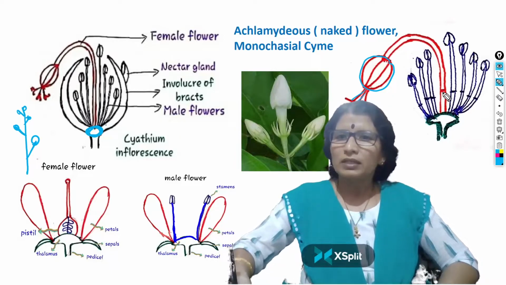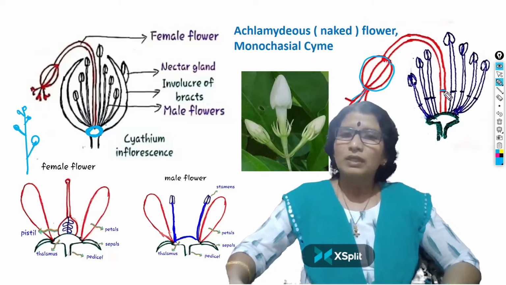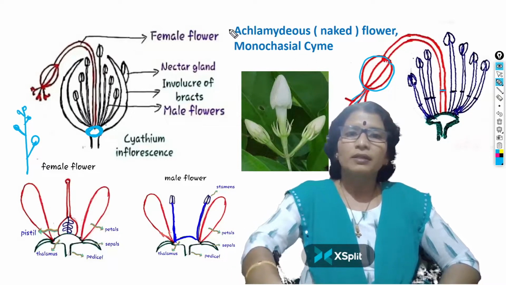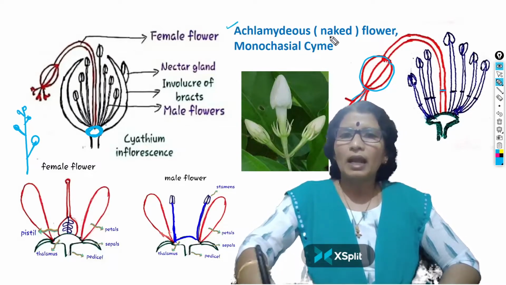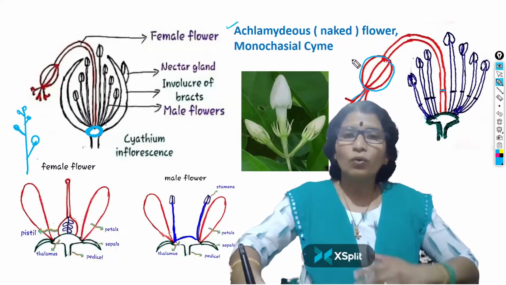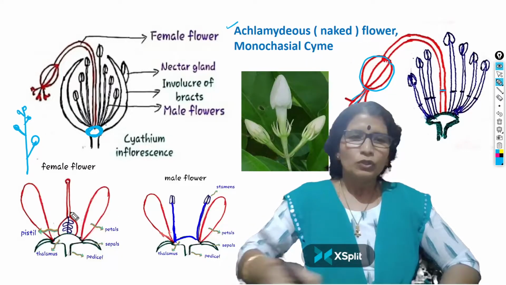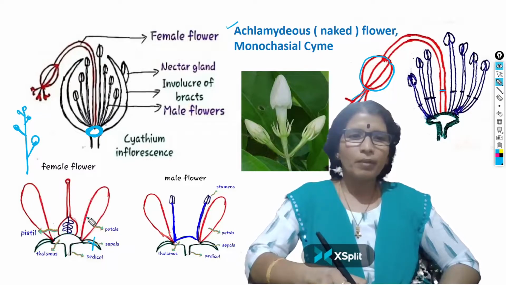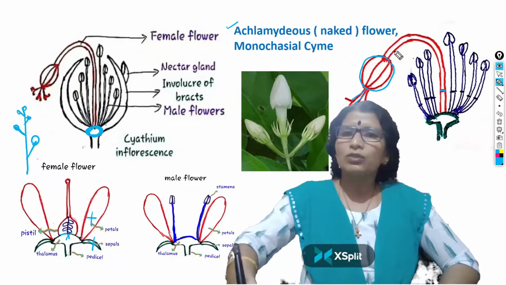On the lengthy stalk, you can see one line. This line indicates the reduced sepals and petals. That is why the male and female flowers are achlamydeous, meaning naked flowers. They don't have sepals and petals. So here the female flower has no sepals and petals, only the pistil is present. This pistil has a very lengthy stalk like this.